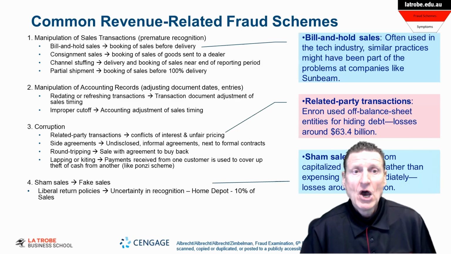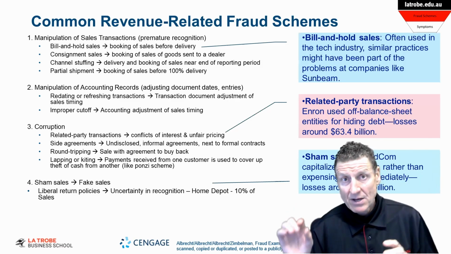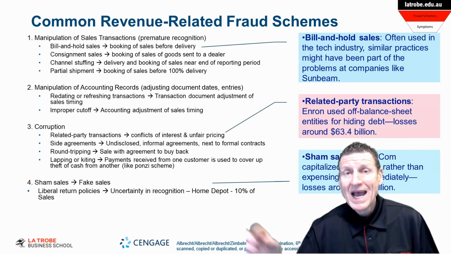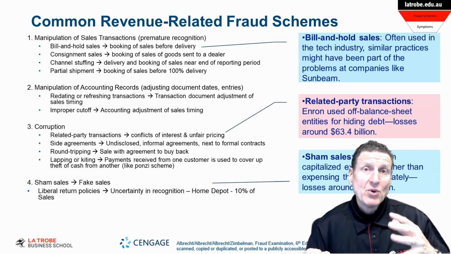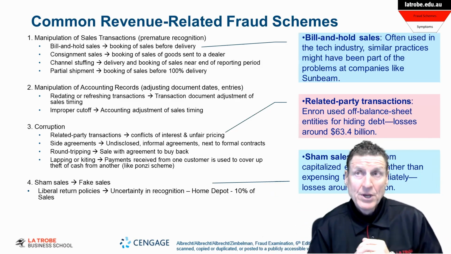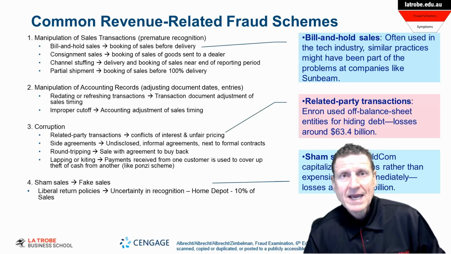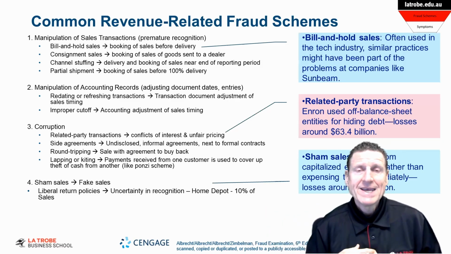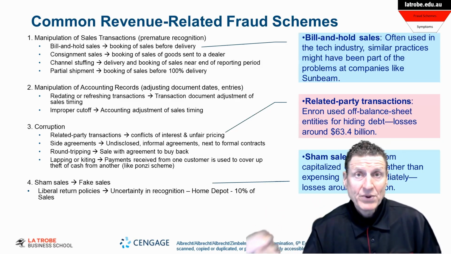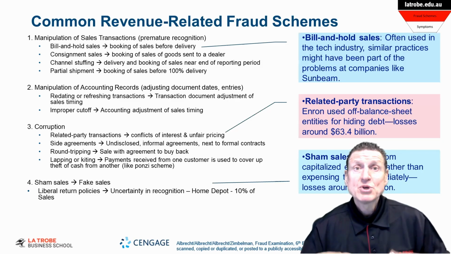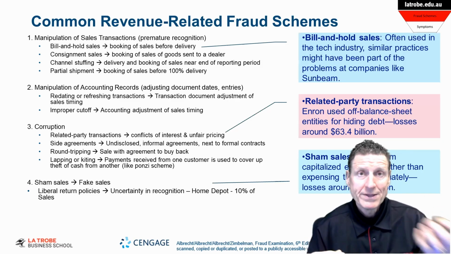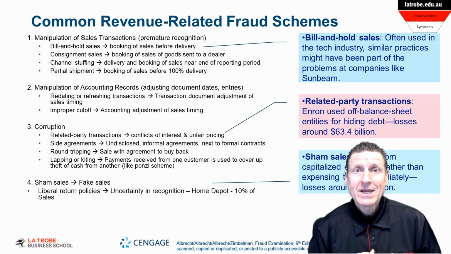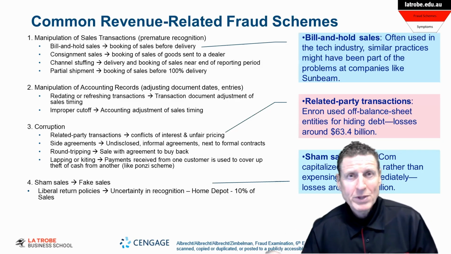Another example is Home Depot. 10% of their sales on average is returned each year. So that gives Home Depot a lot of scope for manipulating sales returns. If they have $100 billion in sales, then up to $10 billion in sales, they can work with in deciding, well, how much revenue do we really want to report?